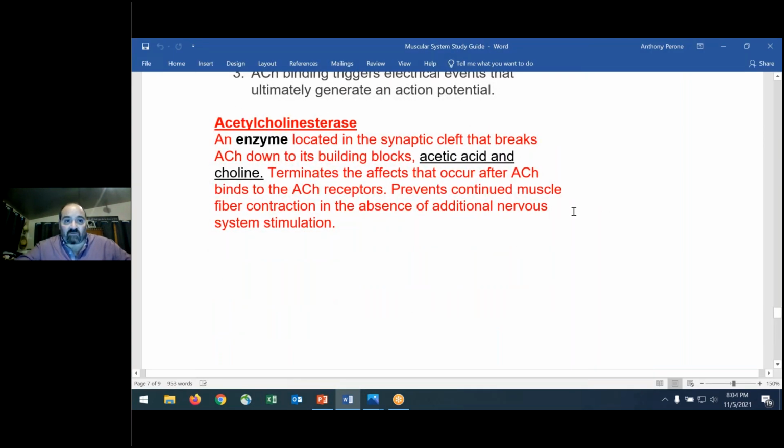And here's that term, acetylcholinesterase. So very important to see that it's an enzyme. You see the -ase, the suffix there, located in the synaptic cleft, breaks down acetylcholine into its building blocks of acetic acid and choline, okay? Terminates the effects that occur after acetylcholine binds the acetylcholine receptors and prevents continued muscle fiber contraction, right? So this is important to know that.